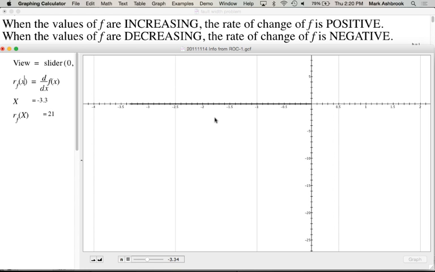I want you to think and discuss. What can we conclude about the function with this information about the rate of change as x changes from -4 to -2.5? Go.